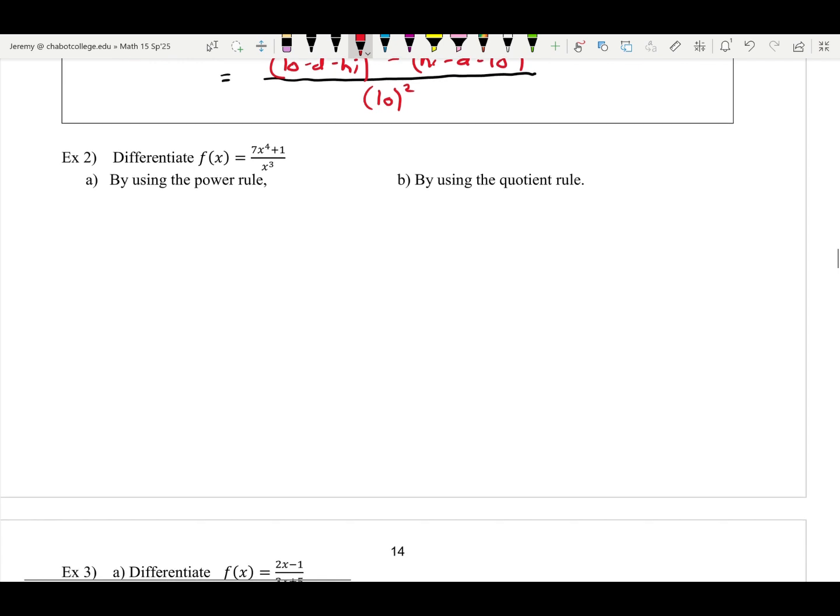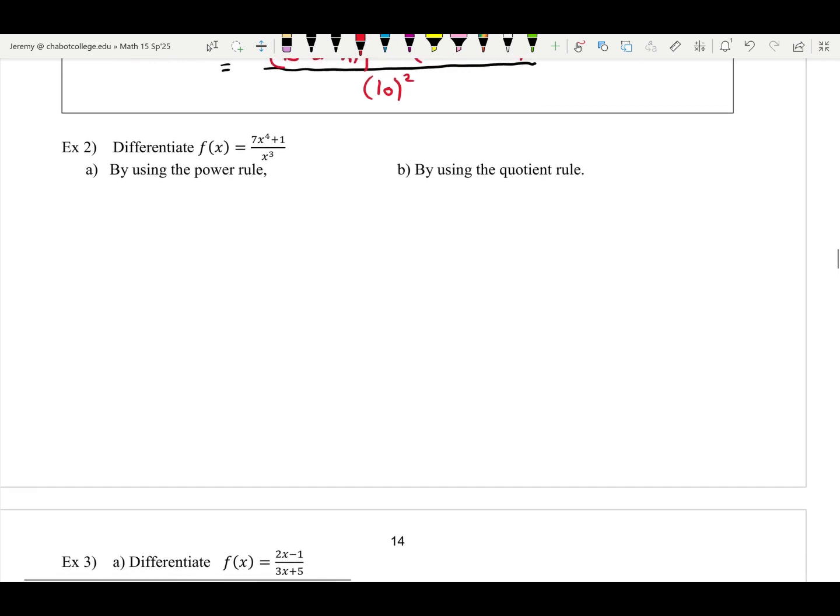Now for example 2, we're going to find this derivative using two different methods. We'll do it once using the power rule, kind of like how we did in the previous section. We had sort of a similar example. And then differentiate the same function but using the quotient rule. So power rule, since we have a sum in the numerator, we can break this up into two separate fractions, like a sum of two fractions. So I could rewrite f of x as 7x to the fourth over x to the third plus 1 over x to the third, like that.